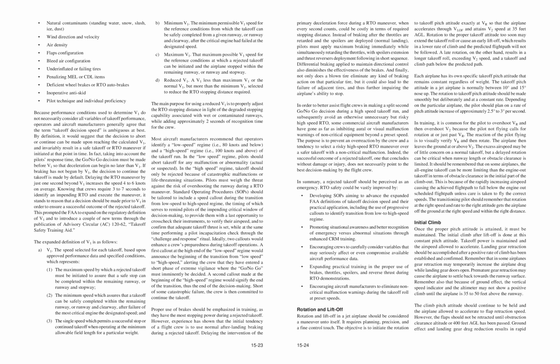A first call-out at the high end of the low-speed regime would announce the beginning of the transition from low-speed to high-speed, alerting the crew that they have entered a short phase of extreme vigilance where the go/no-go must imminently be decided. A second call-out made at the beginning of the high-speed regime would signify the end of the transition, thus the end of the decision-making. Short of some catastrophic failure, the crew is then committed to continue the takeoff.